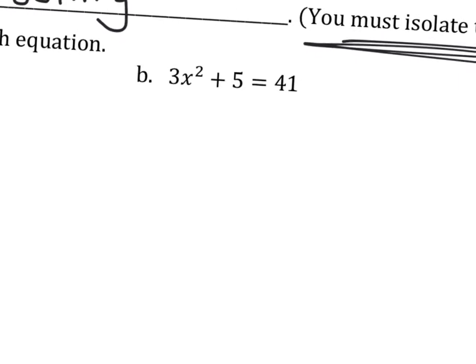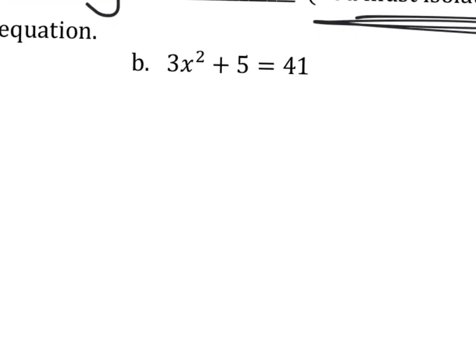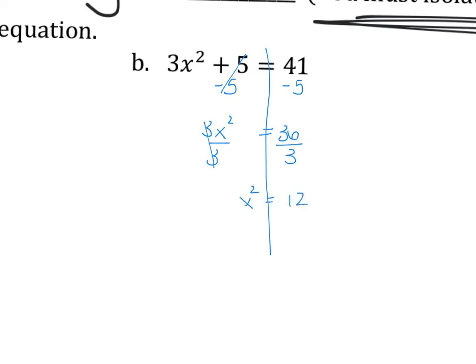Let's take a look at B. B is going to be really similar. So we're trying to get the x squared term by itself. So let's start by undoing the plus 5. We undo addition by subtracting. So subtract 5, it cancels. We're left with 3x squared equals 36. Then we're going to undo the 3 by dividing both sides by 3. We're left with x squared equals 12. Now we have to undo the squared, so we're going to square root both sides. And we have x equals plus or minus square root of 12.